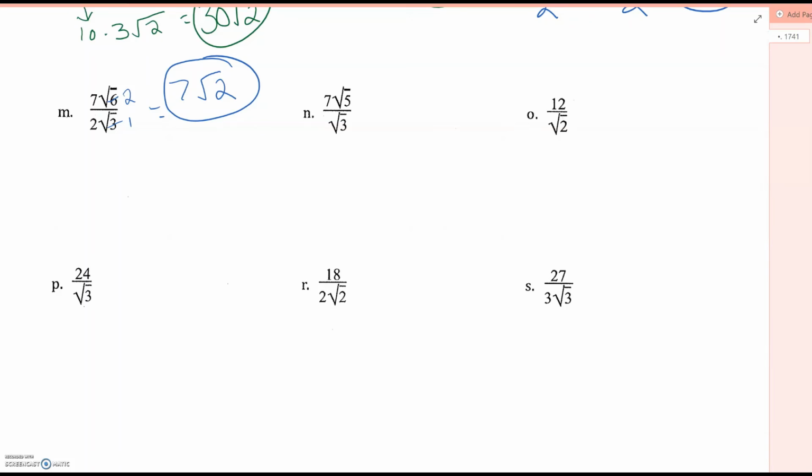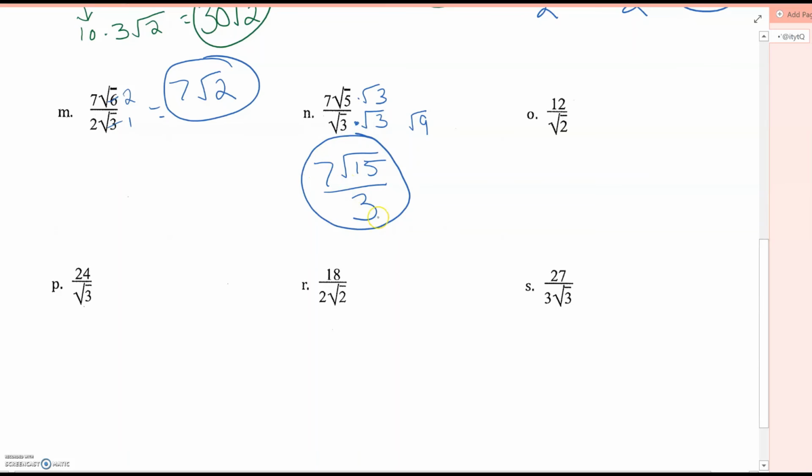For letter N here, 7 I can't simplify. 5 and 3 I can't simplify, but I have to get rid of that square root in the denominator. Whatever I do to the bottom, I also need to do to the top, which would give me 7 square root of 15 over 3 times 3. This would give me a 9, which turns into a 3 on the bottom here. Can't simplify 7 and 3. Square root of 15. I can't divide by 4 or 9, so I'm done.